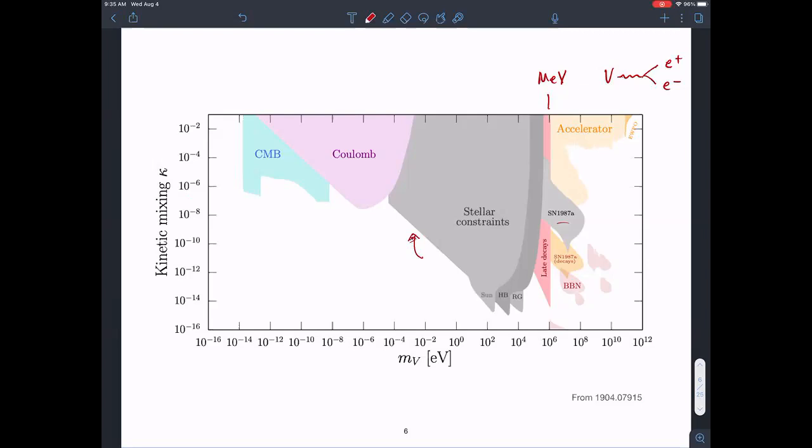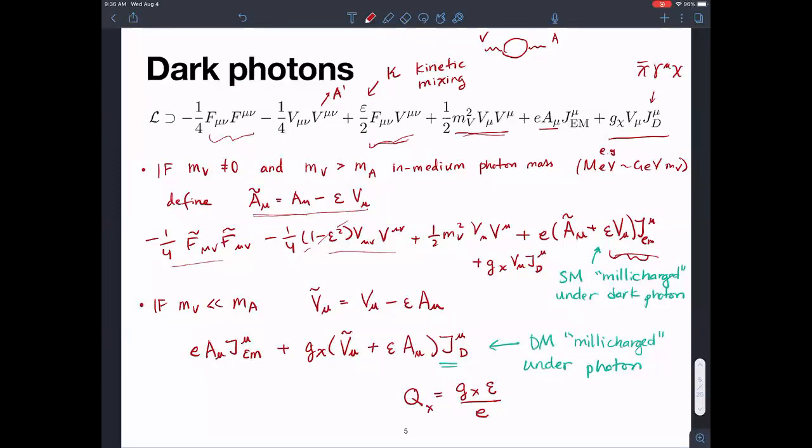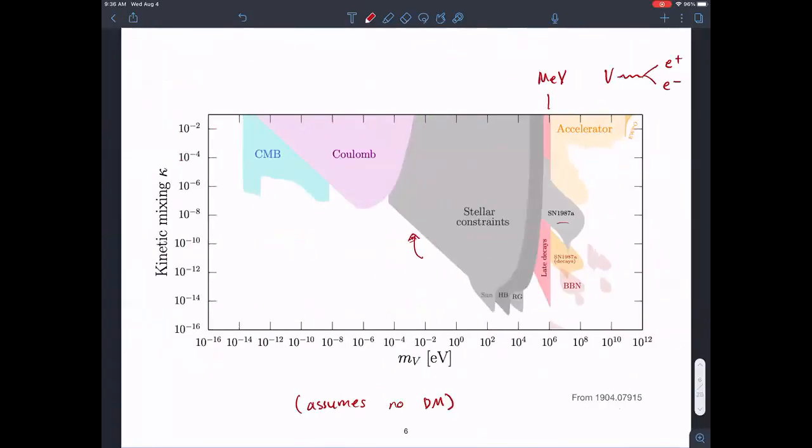When there's no dark matter, so let me just make that clear, this assumes no dark matter. So this is just looking for the dark photon coupling. So when we're in the second limit, if there was no dark matter, then basically there would be no effect of this dark photon. And all these constraints should go away in the zero mass limit. And that's what is reflected by the fact that all these constraints are getting much weaker.